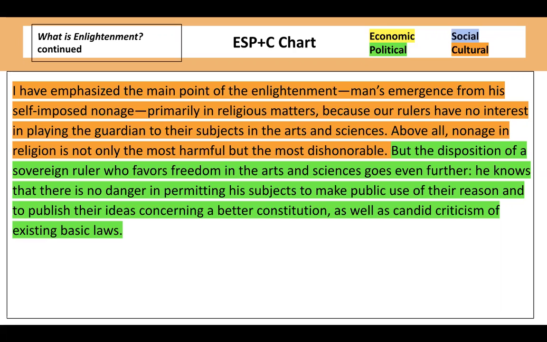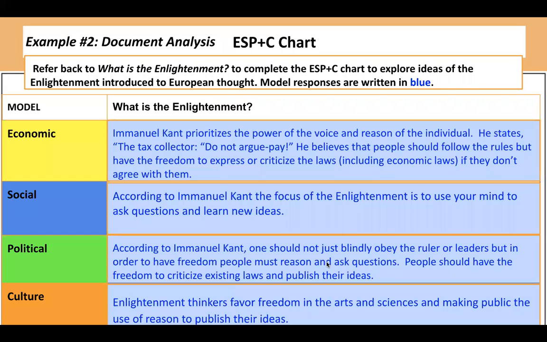Now that they have annotated their text, they're going to use their annotations to fill in the chart. I would ask them to refer back to their annotations and then put what they have seen and annotated into this chart. So here are some model responses written in blue, and they take directly from the highlighted annotations from the text.